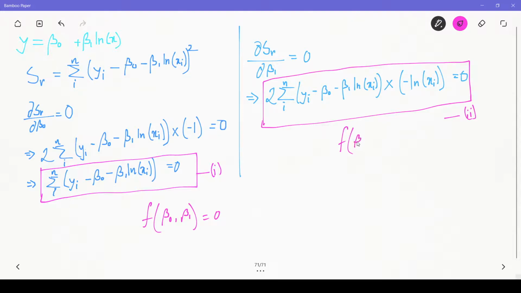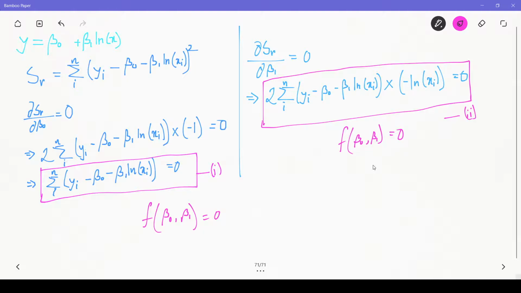So beta naught, beta 1 equal to 0, right? In order to find the values of beta naught and beta 1, you have two unknowns. If we solve these two simultaneous nonlinear equations, we should end up with the optimal values of beta naught and beta 1.